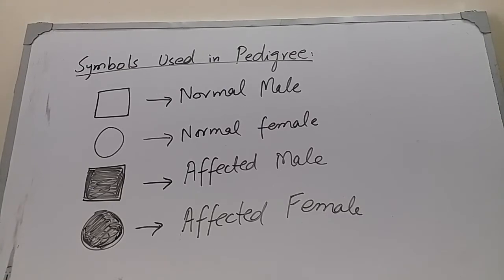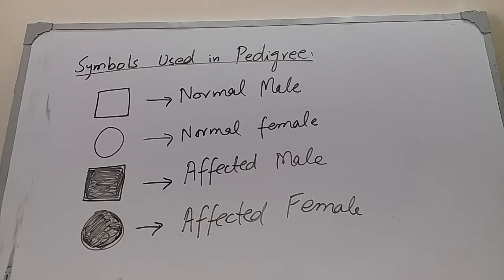Next is symbols used in pedigree. In pedigree, a standard set of symbols are used to make them easier to understand. Symbols are used to represent people and lines are used to represent genetic relationships among the people. In the symbols, a square is used to represent male and a circle is used to represent female.